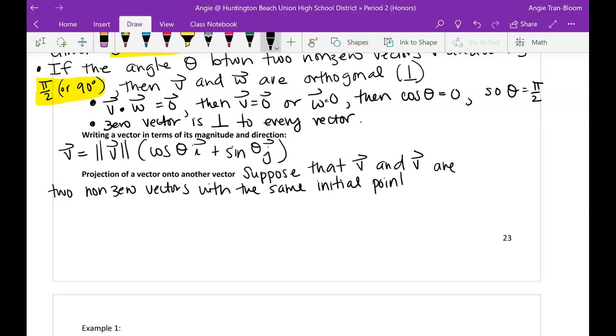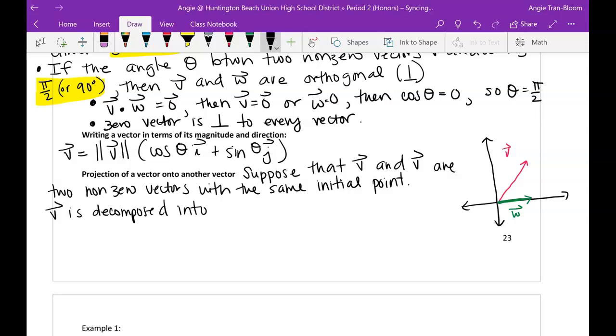So I'm just going to pause right there and do a little sketch so we have an understanding visually of what I'm trying to say. Let's do vector v here, and let's do vector w this way. It just said as long as they have the same starting point, okay? Keep on going. Vector v is decomposed into v sub 1, give yourself some space, and v sub 2.